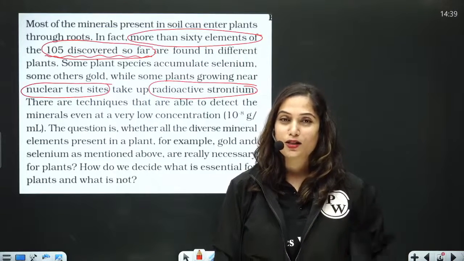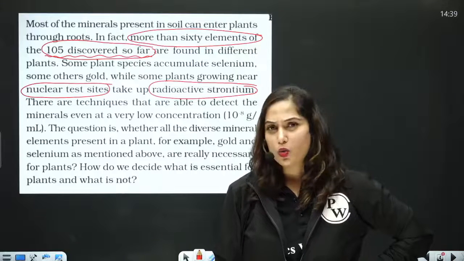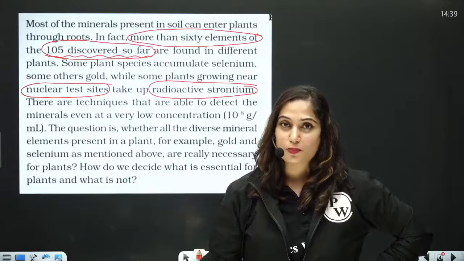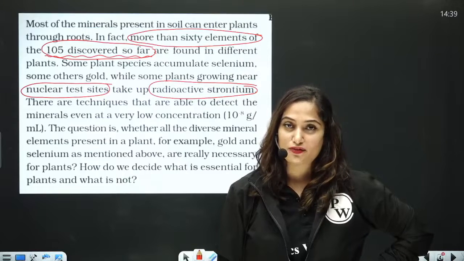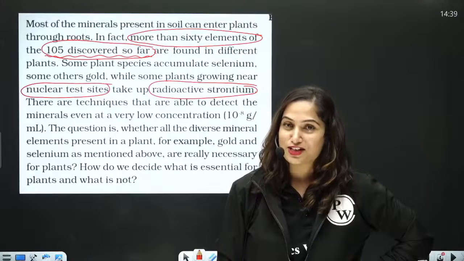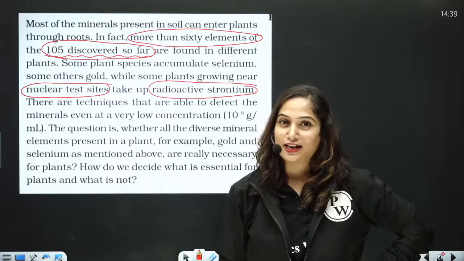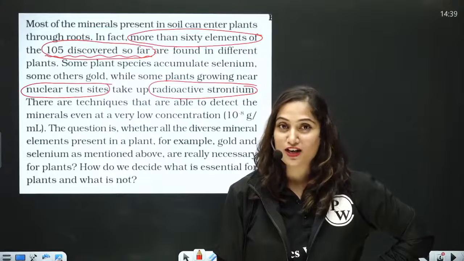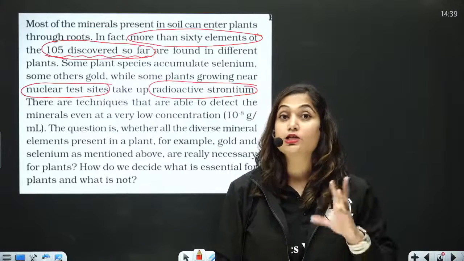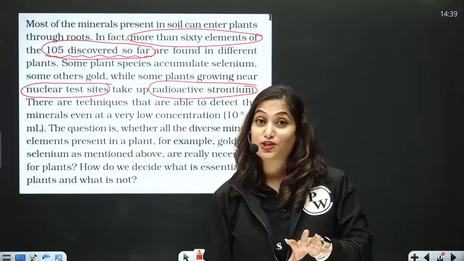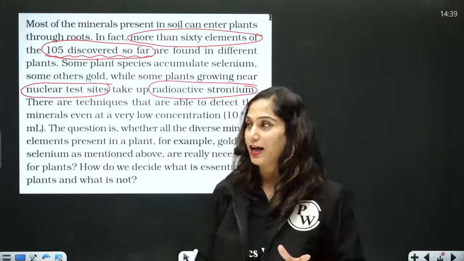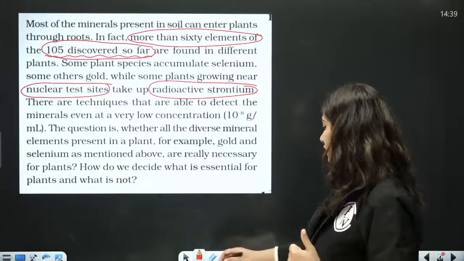So now the question arises: how will I know how many of these 60 elements reported in the plants are essential and how many are not essential? I have a very good technique to know that, and the name of that technique is hydroponics. With this technique, I'll get to know which element is essential and which is not for the growth of the plant. But before going to that, let's read another important line of NCERT.